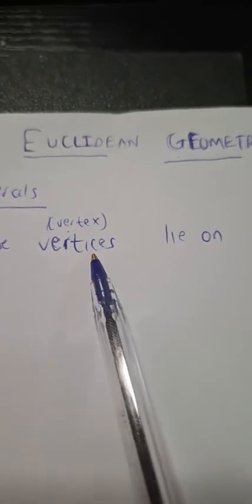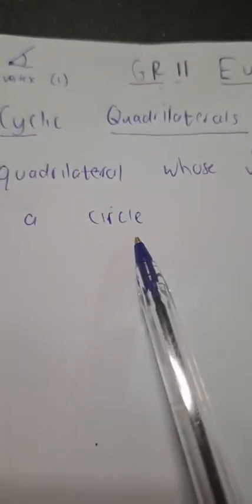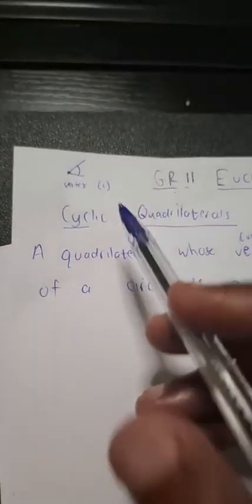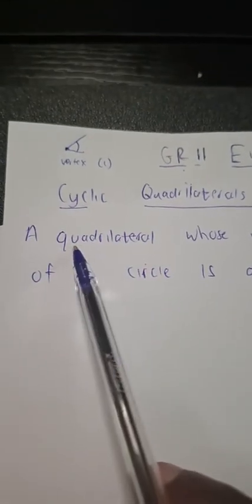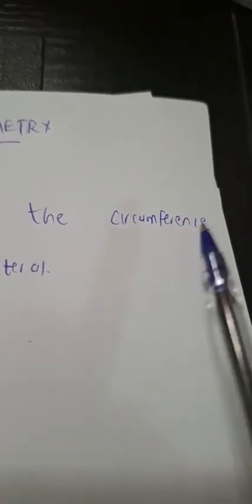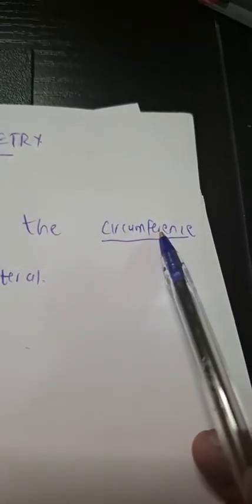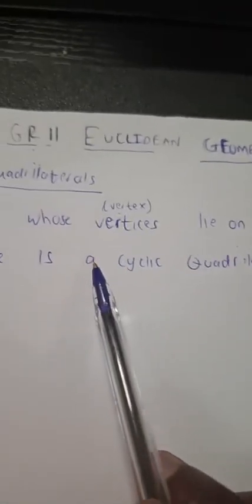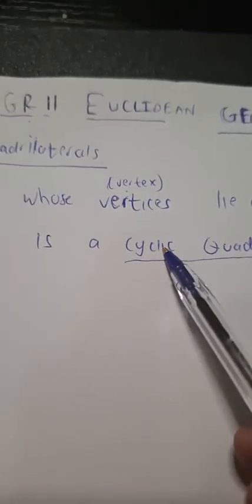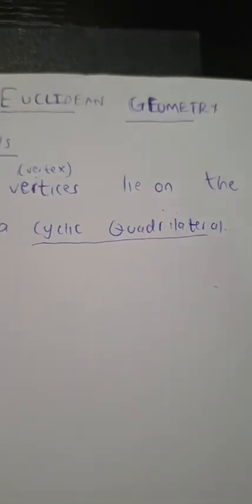So a quadrilateral whose vertices lie on the circumference of a circle is referred to as a cyclic quadrilateral. So if you are ever asked the question, what is a cyclic quad? You just need to know that any quadrilateral that has its vertices lying on the circumference, meaning the vertices touch the circumference of the circle, is a cyclic quadrilateral. It refers to the circle, the circumference of the circle, and then the quadrilateral, which is that four-sided shape within the circle.